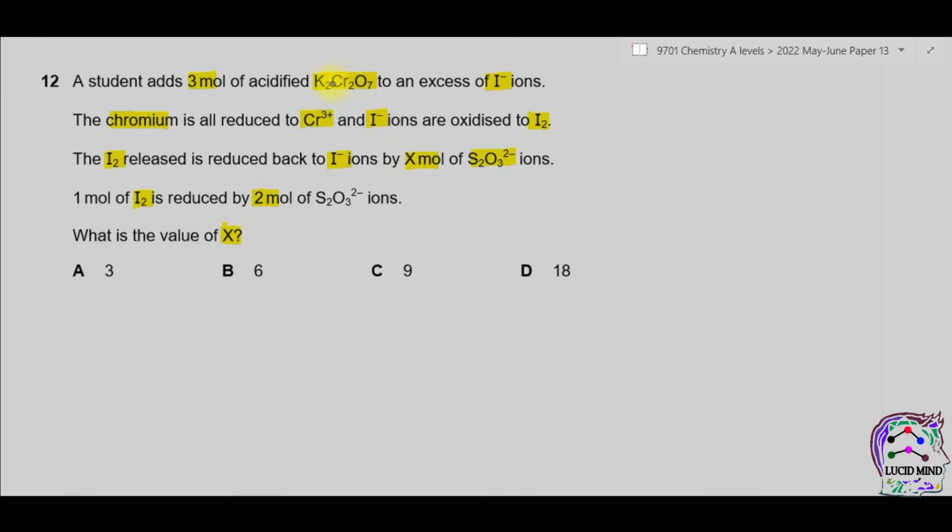Let's find out the oxidation state of chromium. We have 7 oxygen, so it is -14. We have 2 potassium, so it is +2. In order to balance the charges, chromium should be +12. So if 2 chromium is +12, it means 1 chromium is +6.